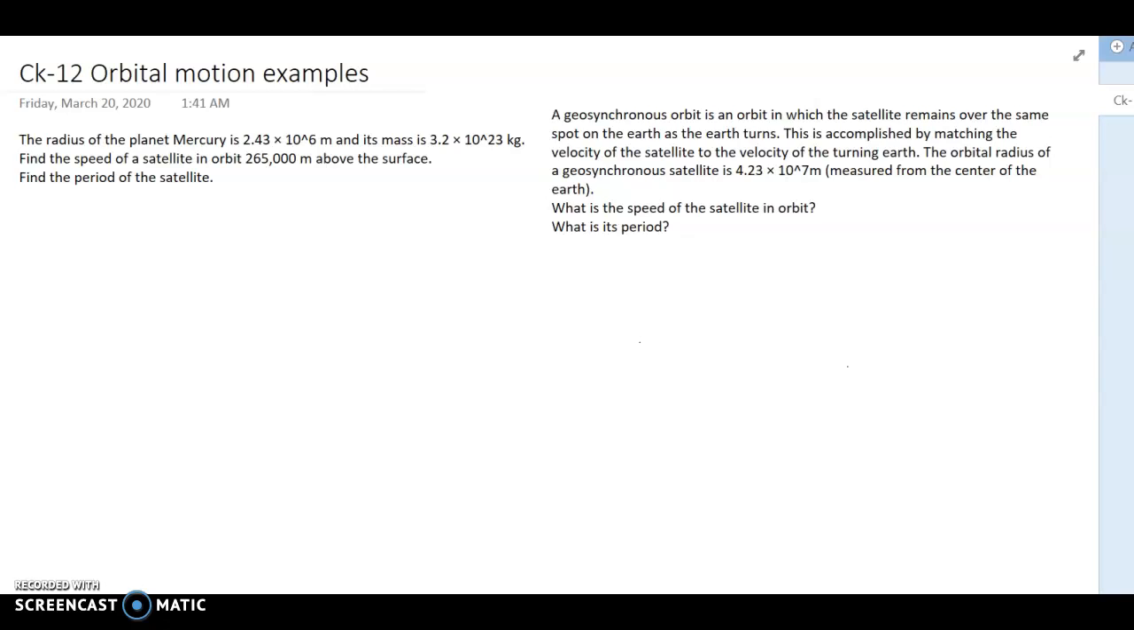Hello, this is Miss Salter, and I am doing a video here on a couple of the problems from the adaptive practice on the CK12 orbital motion assignment. One is about the satellite that is orbiting around Mercury. The other one is the geosynchronous satellite around Earth. The basic picture that has to do with both of these is on the helpful information document on Google Classroom, and I'm going to draw it here just to show you what all the little pieces mean.